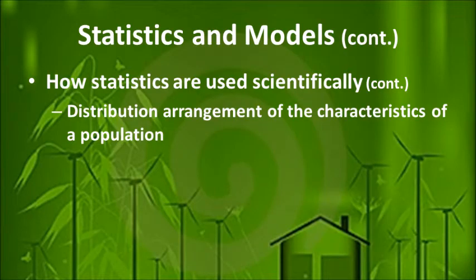Now, along with the statistics that I've gathered and I've figured out my average or my mean, I also want to figure out the distribution. Distribution is simply the arrangement of the characteristics in my population. So for instance, if I were measuring the heights of my pea plants, I'm going to have some plants in my group that are short. I'm going to have some plants that are kind of medium height. I'm going to have some plants that are larger.